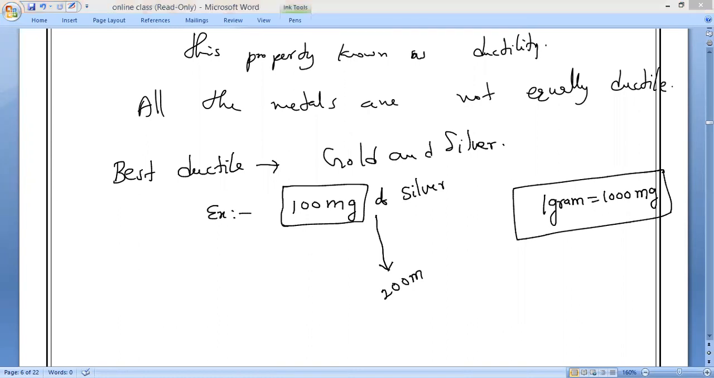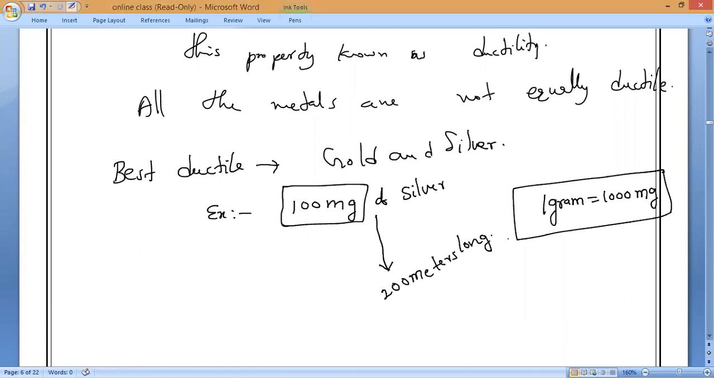How much wire? 200 meters. Understanding? We can stretch it 200 meters. Is that less or more? 200 meters long, from just 100 milligrams of silver.